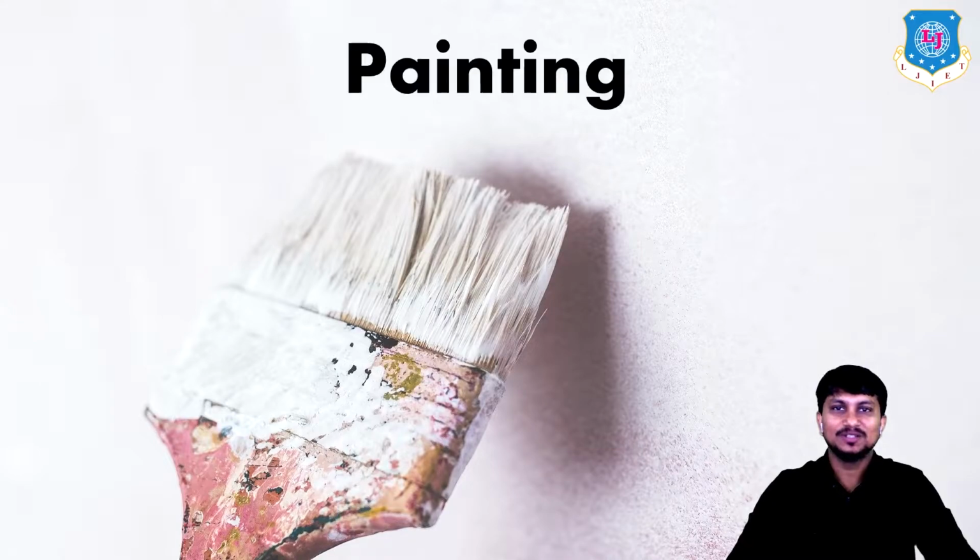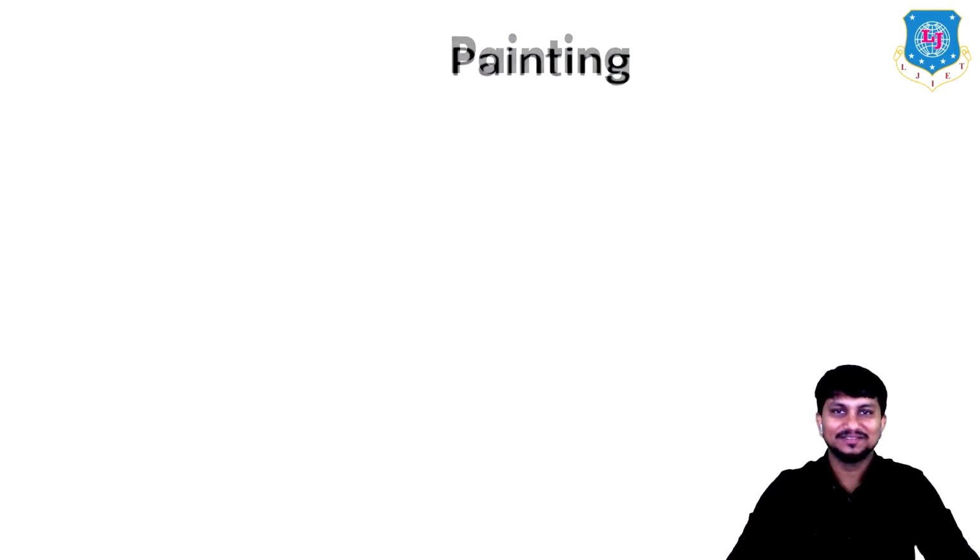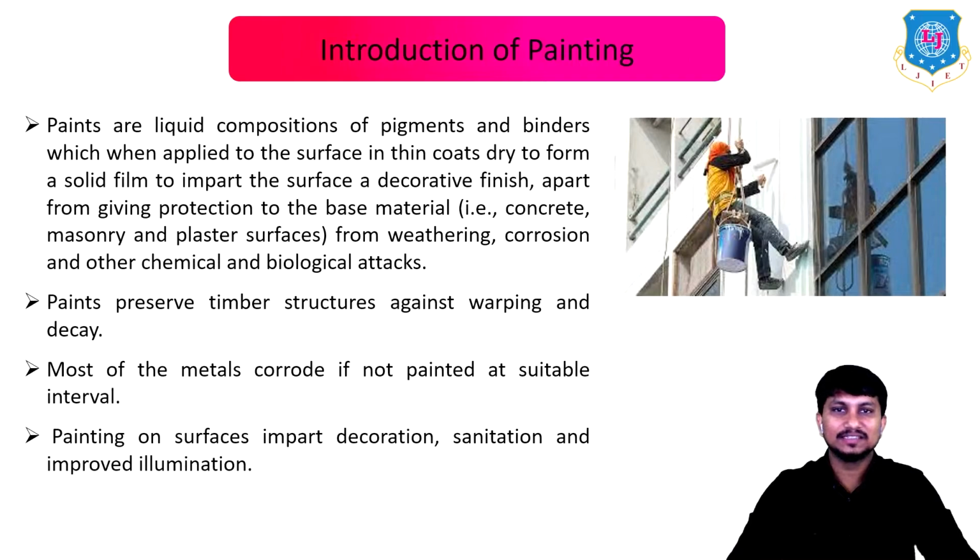Today's topic is about painting. So let's begin. First of all, we will see the introduction of painting. Paints are liquid compositions of pigments and binders which, when applied to a surface in thin coats, dry to form a solid film to impart the surface a decorative finish. Apart from this, they give protection to the base material like concrete, masonry and plaster surfaces from weathering, corrosion and other chemical and biological attacks. This is called paint.